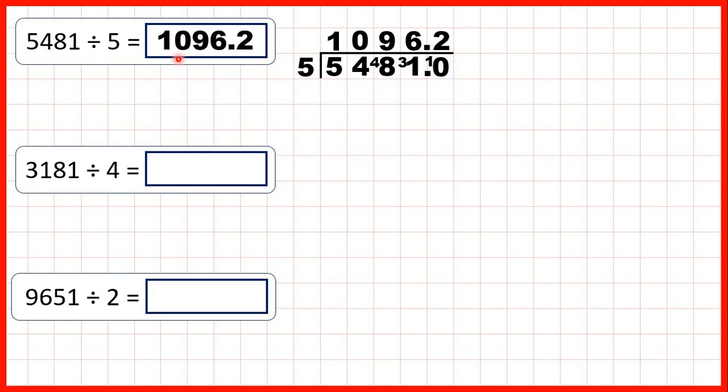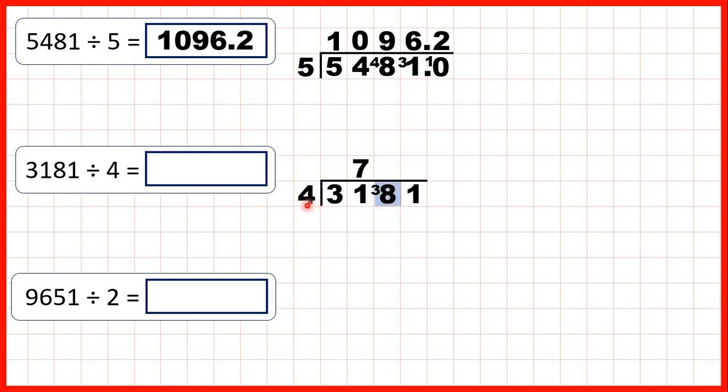So our answer is 1096.2. Now we have 3,181 divided by 4. So because 3 is less than 4, we can take the first 2 digits together. 31 divided by 4 is 7, remainder 3. Because 7 times 4 is 28, then we need 3 more to get to 31.